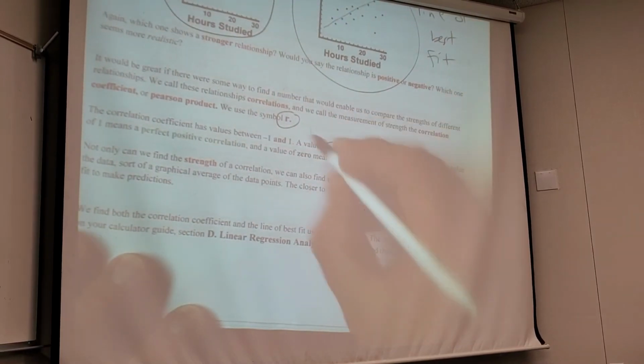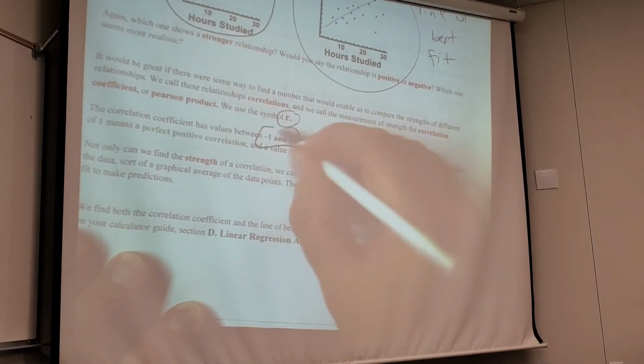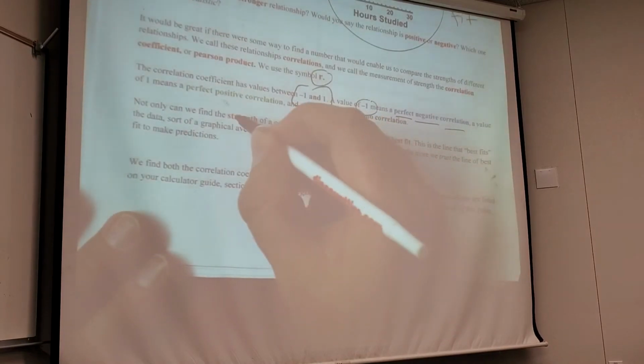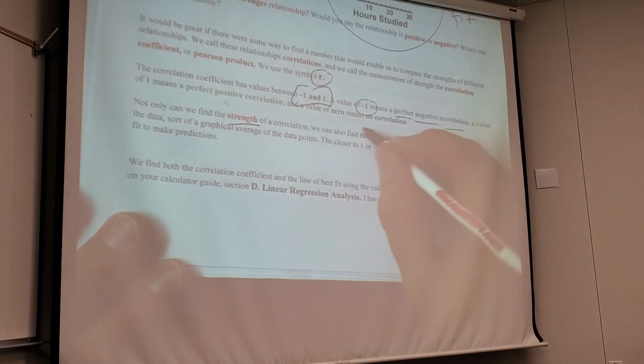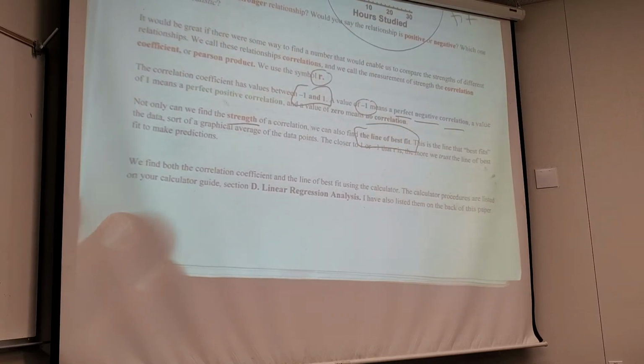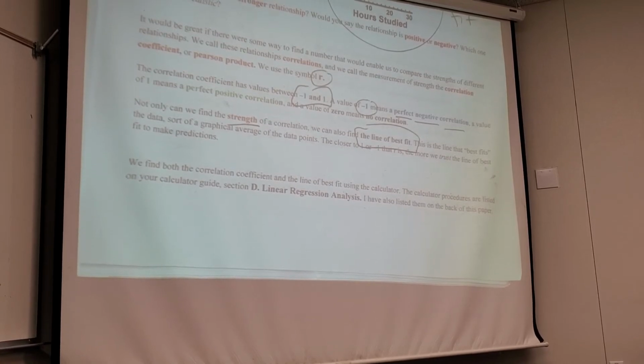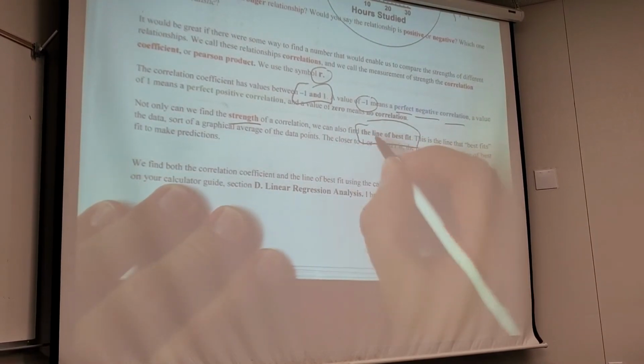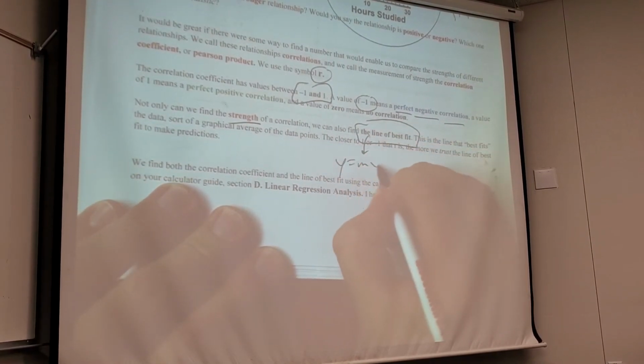So there's the thing about r. It's between -1 and 1. That's the strength, but we also want to figure out the line of best fit. And you have to remember a little bit about lines. Who can tell me one equation of a line? y = mx + b. I like it. What's another equation of a line?